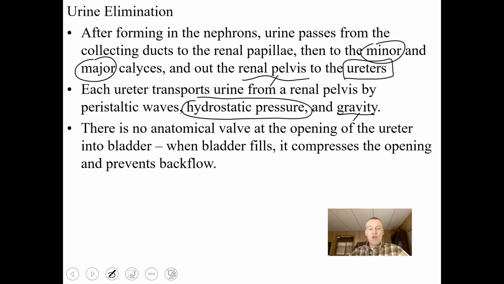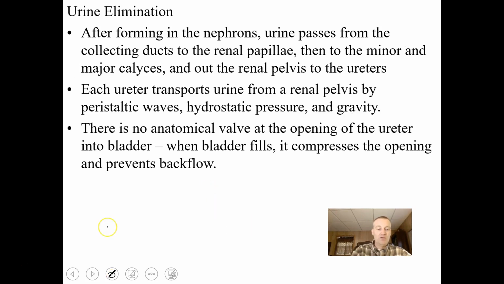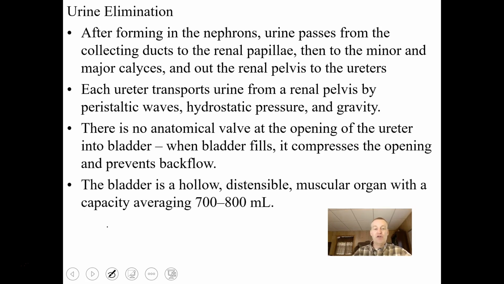There's no anatomical valve at the opening of the ureter into the urinary bladder. So if you take a look, the ureter just drops. So that's the urinary bladder there. So there is no sphincter or valve. It just drips right into the urinary bladder. When the urinary bladder fills, it compresses where the ureter comes into it from the kidney. It compresses it so that you don't get backflow into the kidney.